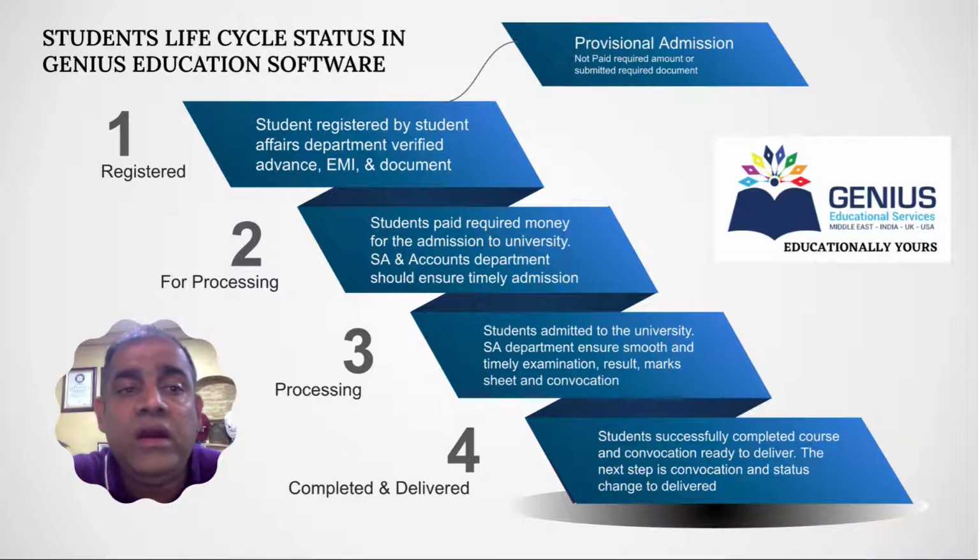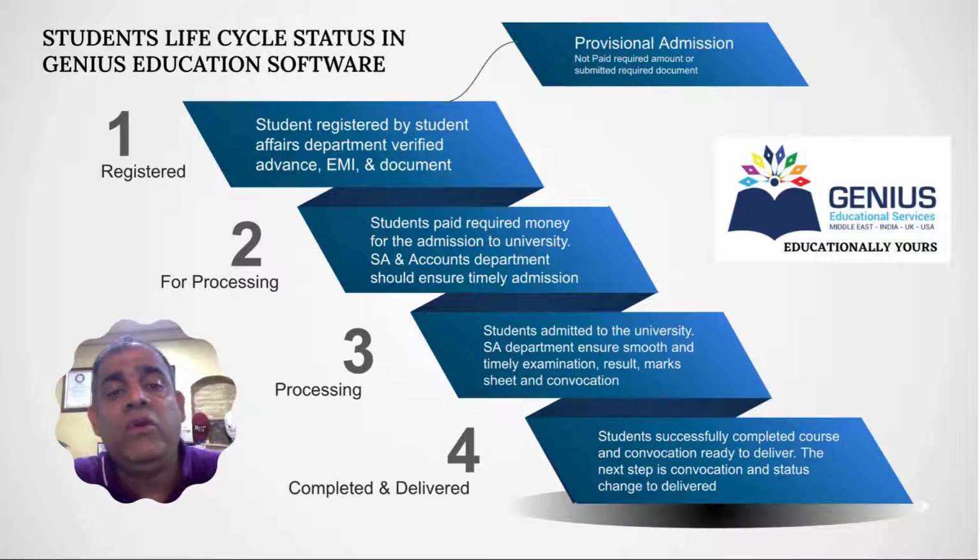As we all know, we have to give services within 24 hours and register the student in the system. At this stage the student affairs department will ensure that the required advance is collected as guided and instructed by the accounts department, and they will check the receipt properly. Then the EMI part is structured properly and the required documents are given. The student affairs department will register the student in the system and send a welcome email.